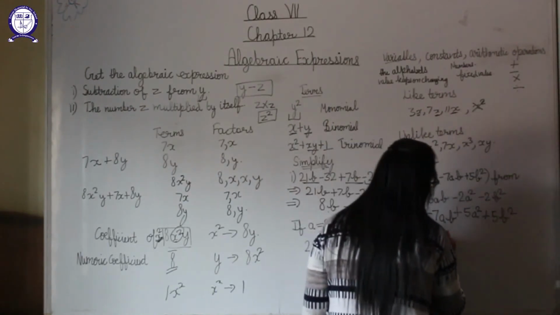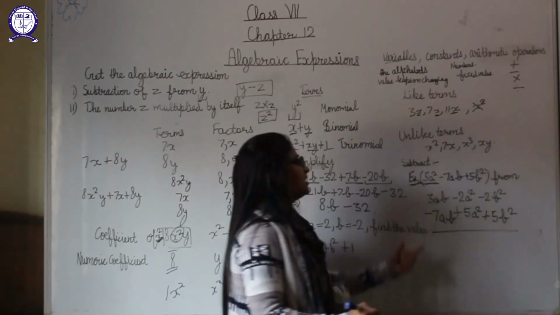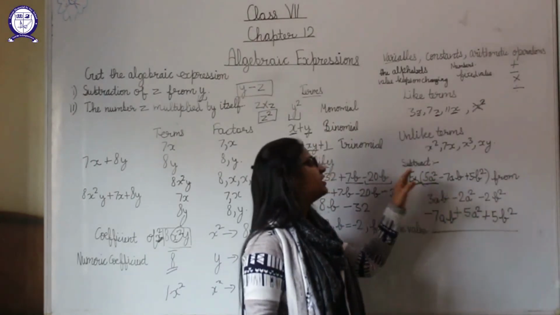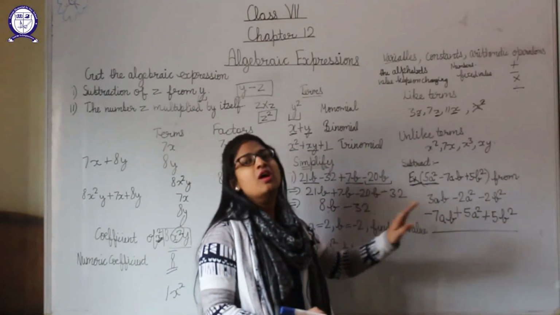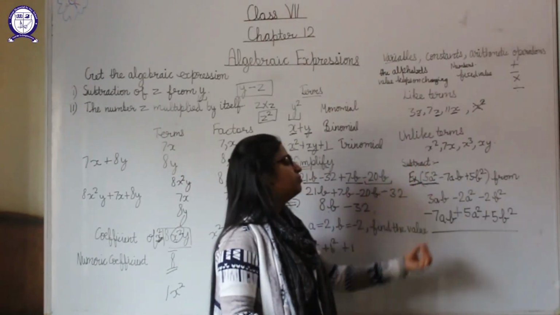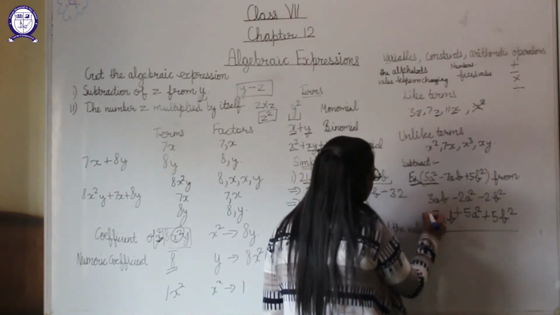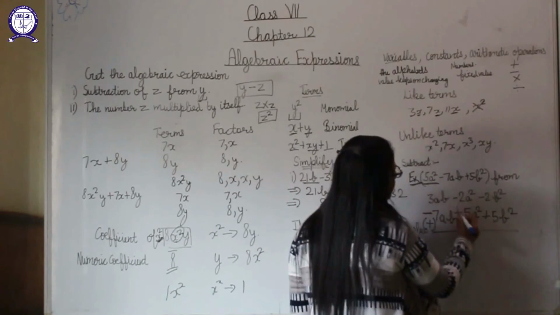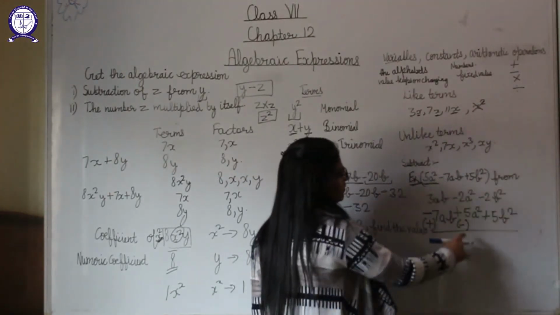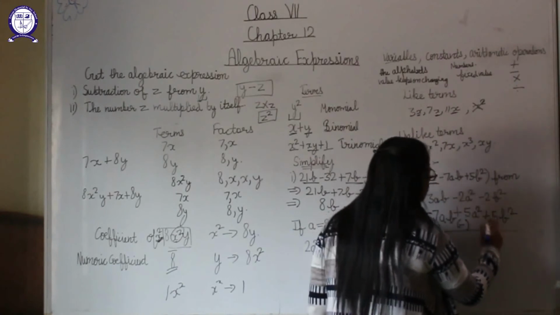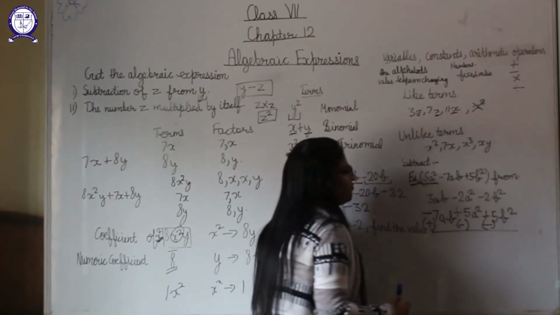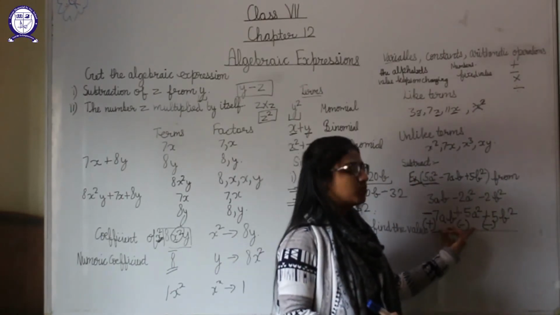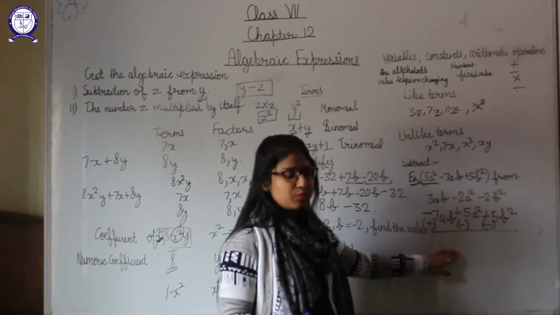Okay, now what we have to do, students, as here it is subtraction, we need to change the sign of these down terms. If it is addition, then no need to change the sign, but if there is the word subtract, it means we need to change the sign. So as it is subtract, we need to change the sign: minus 7ab becomes plus 7ab, positive 5a square becomes negative 5a square, and positive 5b square becomes negative 5b square. So students, in the case of subtraction you need to change the sign of downward terms, and we will consider them only.